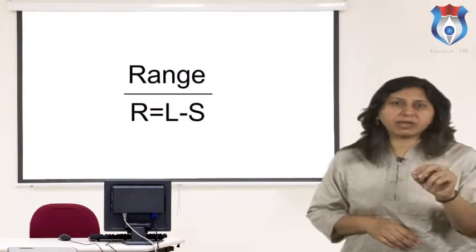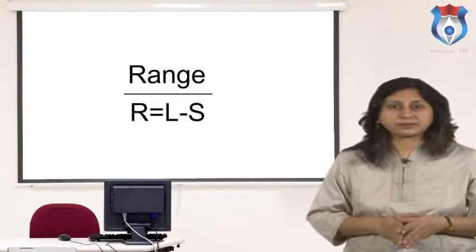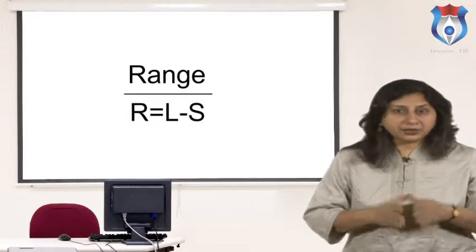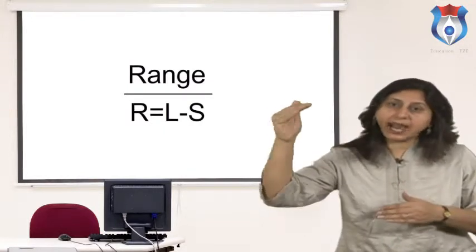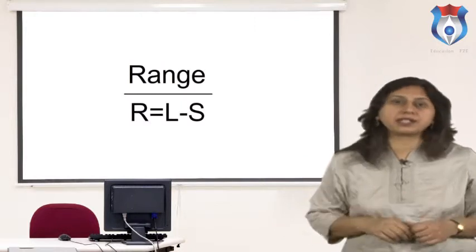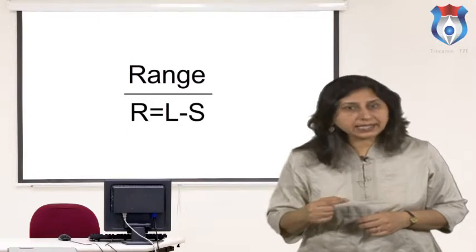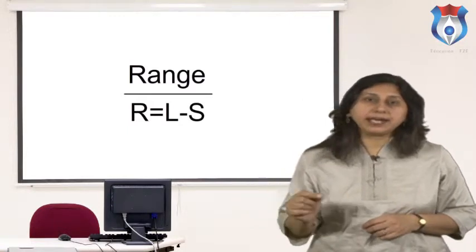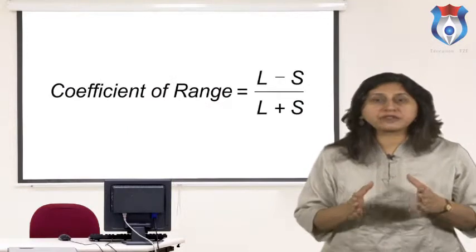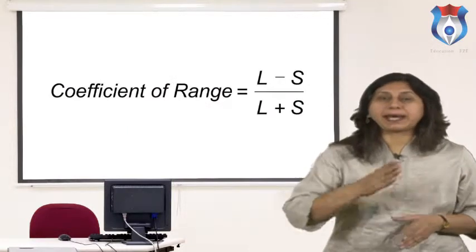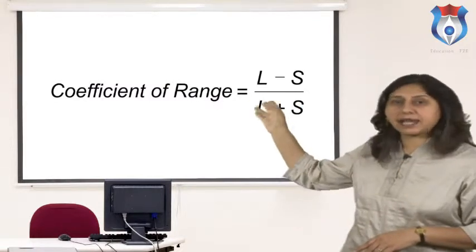The simplest method of measuring dispersion is range. Range is defined as the difference between the highest and lowest values in the series, where R is equal to range, L is equal to largest value, S is equal to smallest value. Now the coefficient of range is calculated by L minus S divided by L plus S.